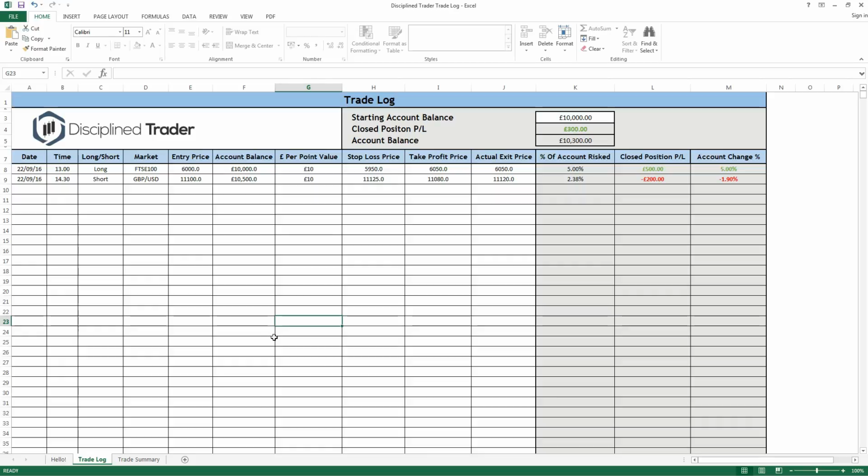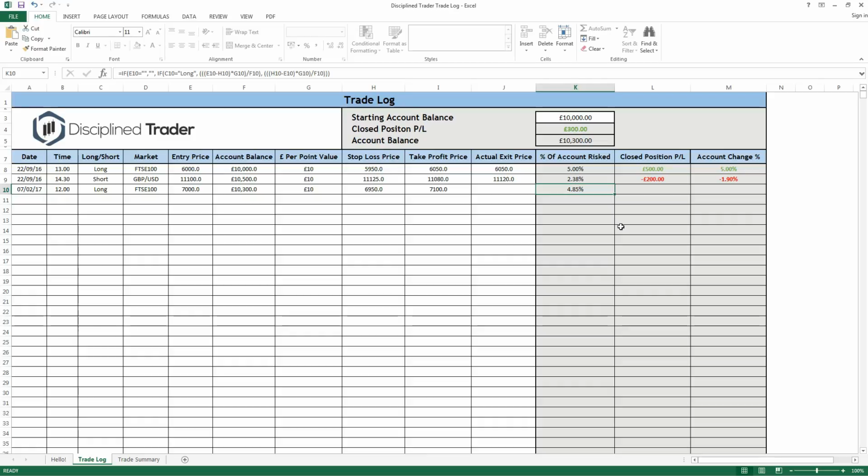But you can also use this to calculate what your risk might be on a potential trade that you're looking at. So for example, if we were looking at a trade today, we pop today's date in there, let's say it was 12 o'clock, we were looking at going long on the FTSE, 7,000 is what we got in, the account balance is 10,300 from the following trade, £10 a point, our stop loss level is 6,950, and our take profit level is 7,100, and that's all you'd have to fill in, and it would give us the percentage of the account risked. So as you can see on this potential trade, we would be risking 4.85%.